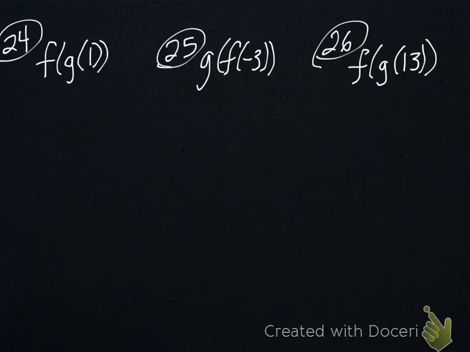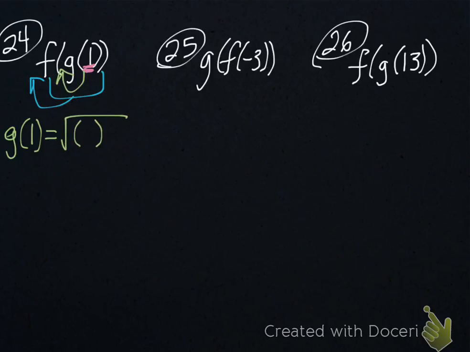Number 24. What am I plugging in? I'm plugging in 1. Into where? Plug it into g, and then take that answer and plug it into f. Okay, so first start with g. What is the g of 1? What was my g function? Oh yeah, that's the square root of something plus 7. Alright, so I'm plugging in 1. Well, 1 plus 7 is 8, so I have the square root of 8. Now, it's not very pretty, but that's okay.